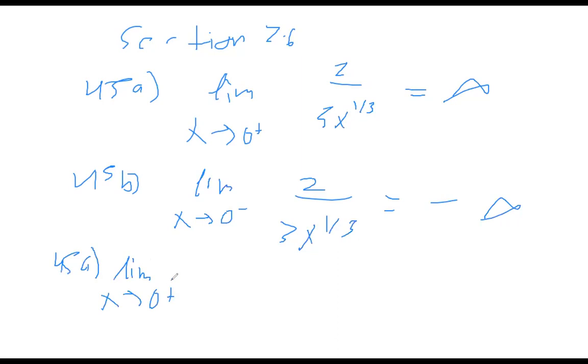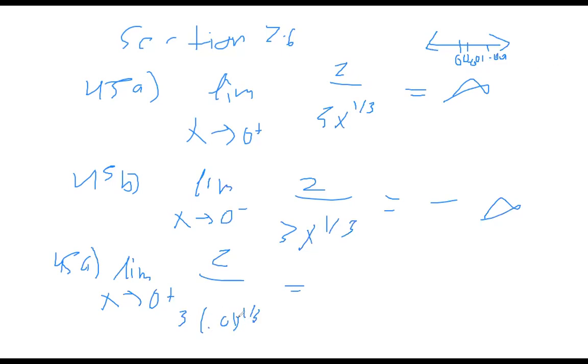So let's say you want to plug in. If you think about the number line, anything to the right of 0 is like 0.01 or 0.001, whatever it might be. If you were to plug in 0.01, let's say, to the 1/3, you get 2 over some positive number. So that's why it's infinity. As it gets closer and closer to 0, it's going to be positive infinity.